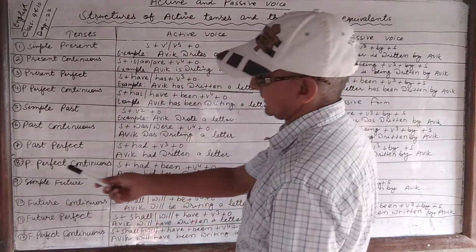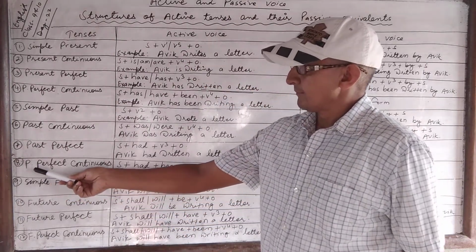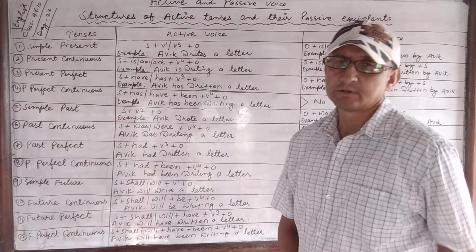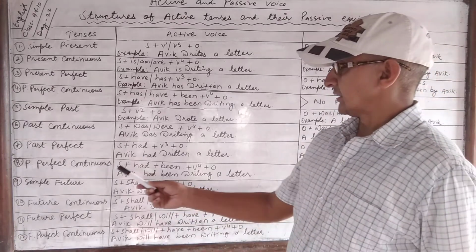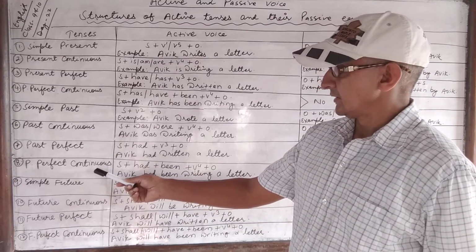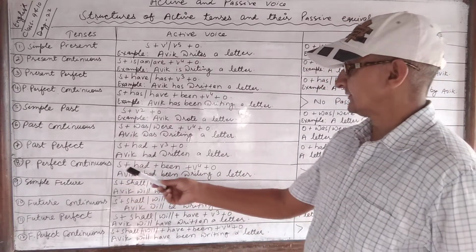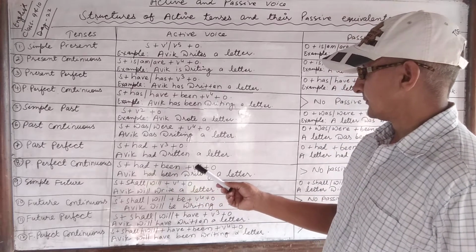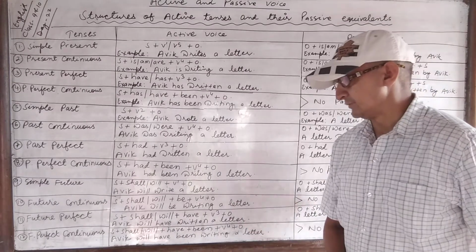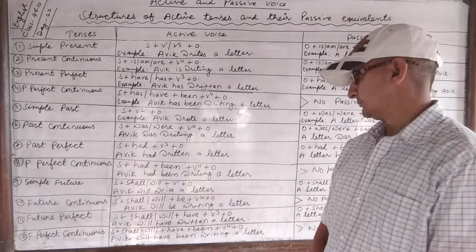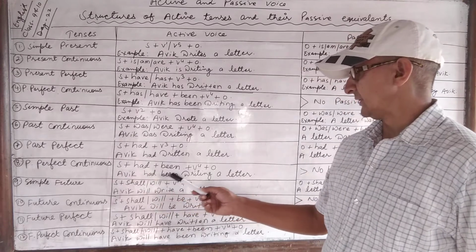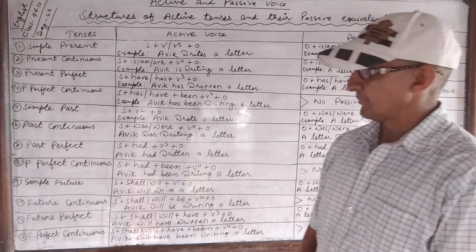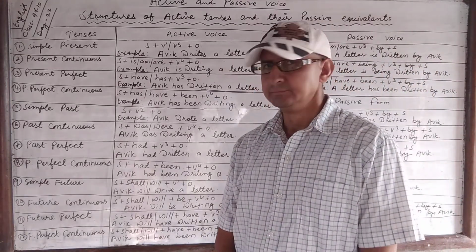And the next tense is past perfect continuous tense. The structure of past perfect continuous tense is subject plus had. After had we use been, and then V-ing plus object, verb in ing form. The example is Avik had been writing a letter. Avik had been writing a letter is the example of past perfect continuous tense.